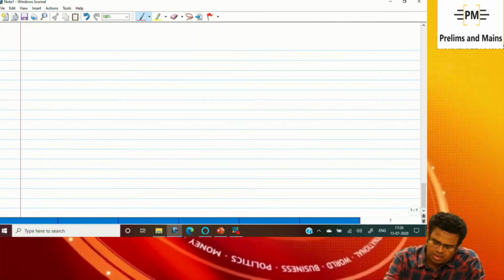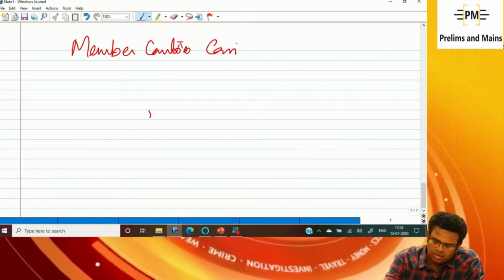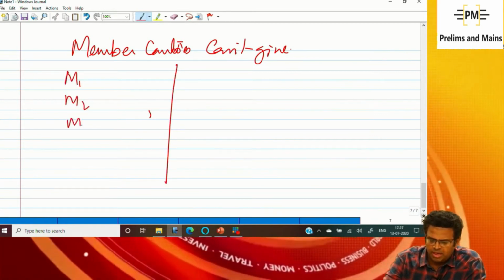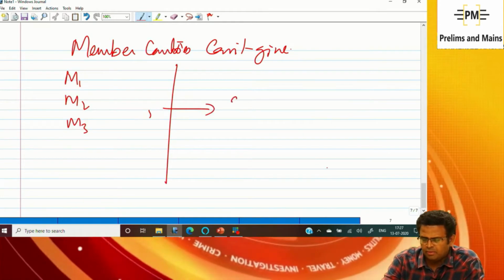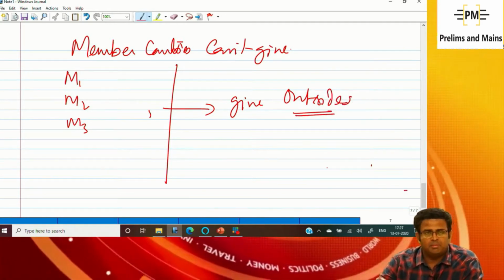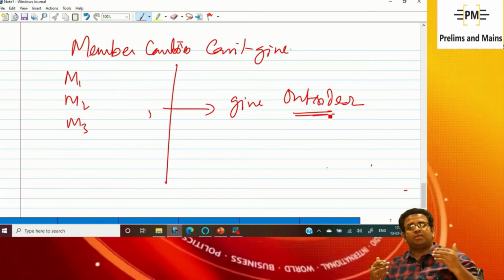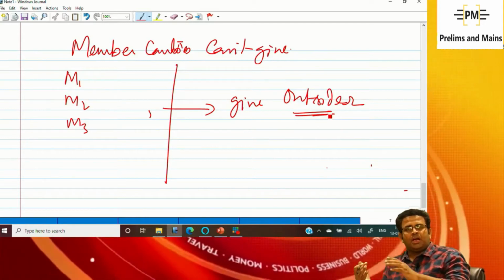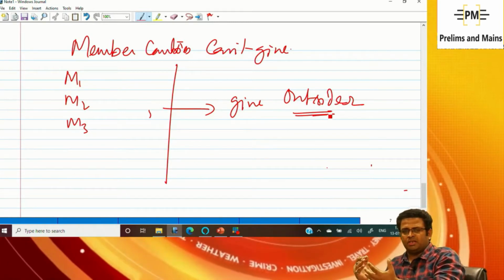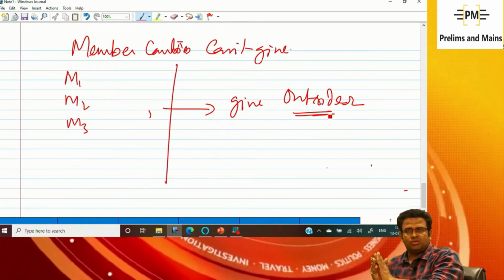Member countries, member 1, member 2, member 3 like this, cannot give to an outsider. They cannot give the technology of UAVs, or any missile technology which is more than 300 kilometers range and more than 500 kg weight, because if I am giving more than 300 kilometers range and more than 500 kg payload warhead, then it is mass destruction, and these member countries do not know how to stop the mass destruction.